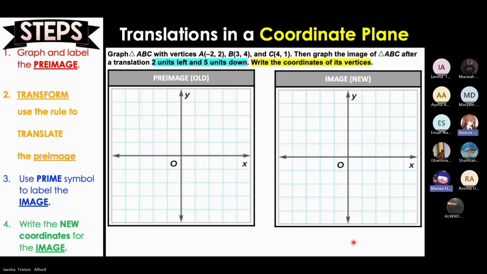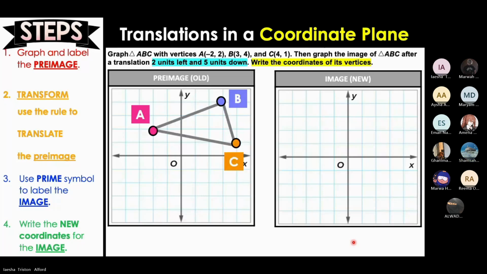2 left, 2 up. Where is B? 3 right, 4 up. Where is C? 4 right, 1 up. Good.